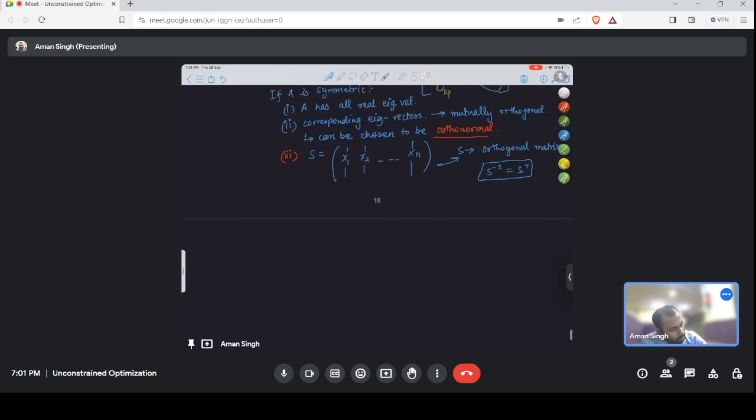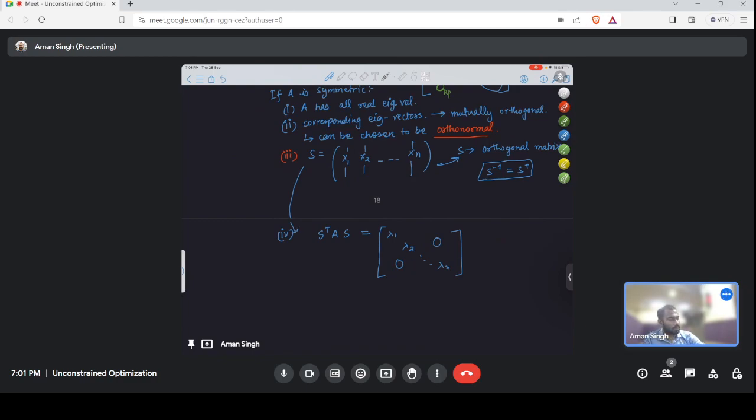And one last property, which is one of the most important: if you use this S like this, S transpose A S, where A is symmetric and S is its corresponding normalized eigenvector matrix, then you'll get a diagonal matrix whose diagonal elements are the eigenvalues.